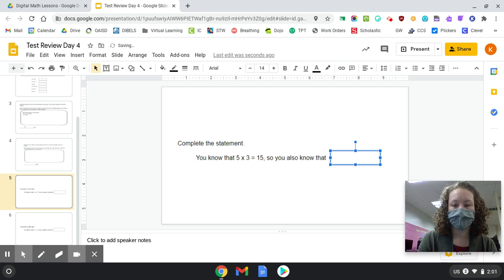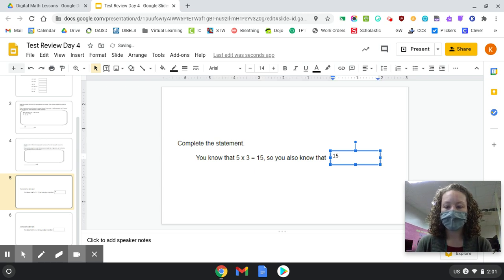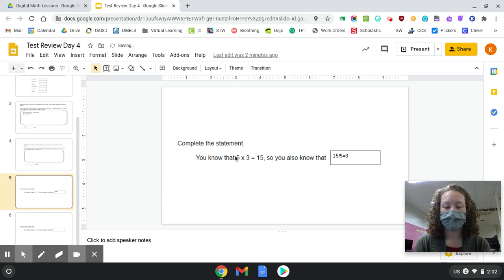So I'm going to type 15 divided by, remember I use a slash since I don't have a divide sign on my keyboard. Then you can choose either of these factors. That doesn't actually really matter. I'm going to do 15 divided by 5. Then it's going to equal the other factor of 3. You could have also written 15 divided by 3 would equal 5. So this last one should be real quick. You're just going to take this times problem and turn it into a division problem.